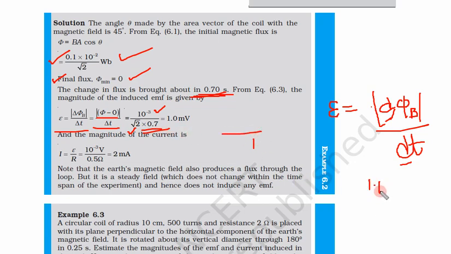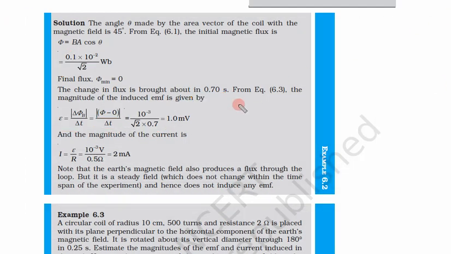If you calculate 1.41 into 0.7, this is nearly equal to 1. So we get 10 to the power minus 3 volt. This becomes 1 in the denominator, and above we have 10 to the power minus 3 volt, which is equal to 1 millivolt. Now we know the induced EMF. Induced EMF is 1 millivolt.